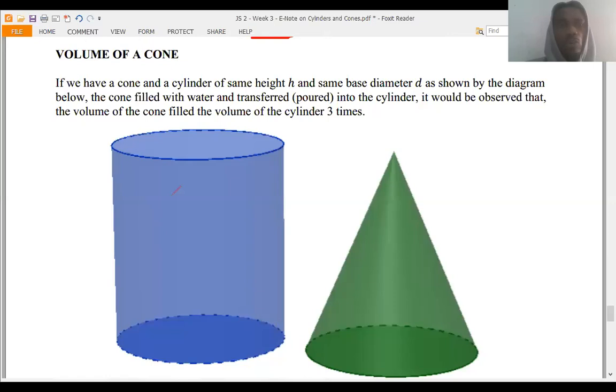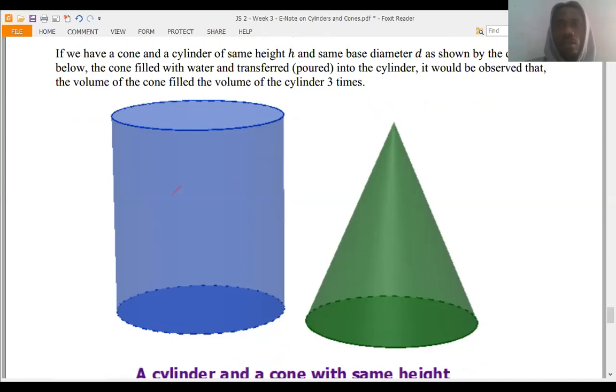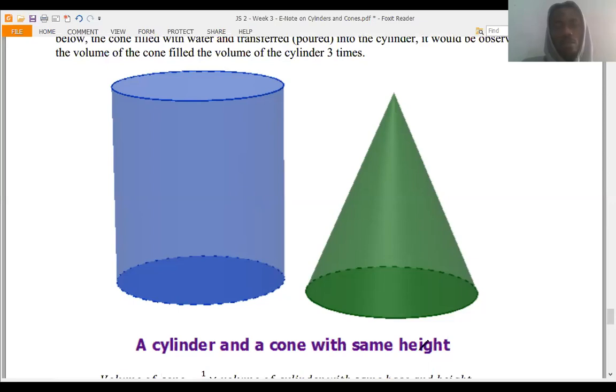If we have a cone and a cylinder of the same height, just like seen in the picture, and the same base diameter as shown by the diagram below, the cone is filled with water and poured into the cylinder. It would be observed that the volume of the cone filled the volume of the cylinder 3 times. So I will need to pour water into this cone 3 times to fill this cylinder. So this is a cylinder and a cone with the same base and height.